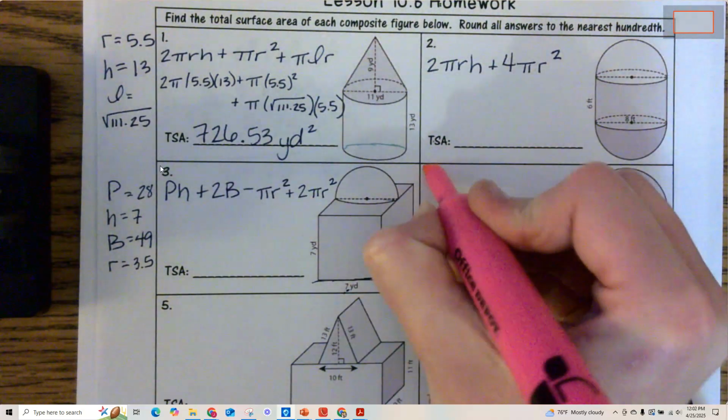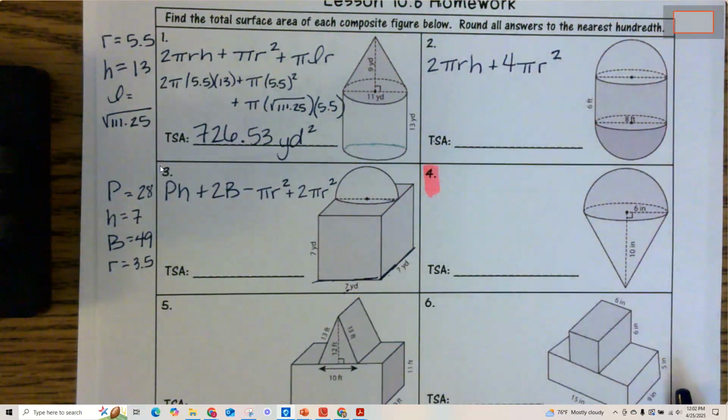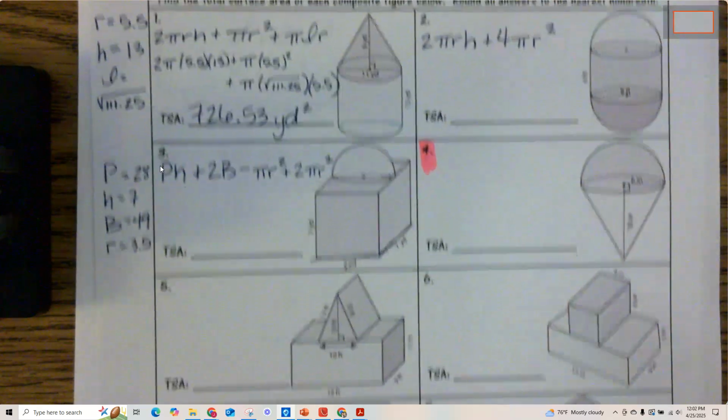Number 4 is a complete and absolute bonus. I'm not going to set it up. I'm not going to do anything. If you want to give it a shot, go for it. It's bonus only.